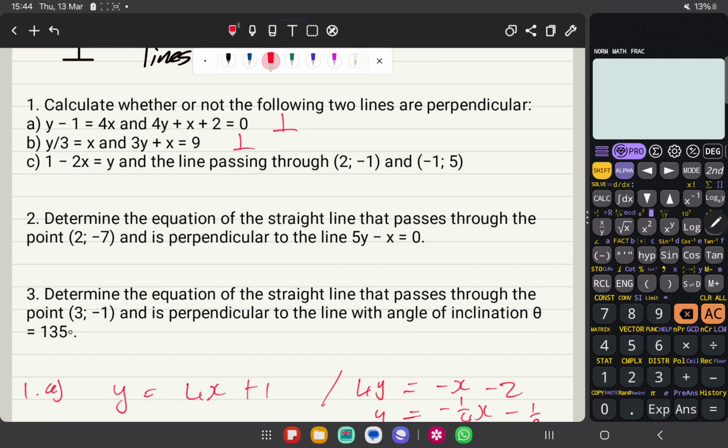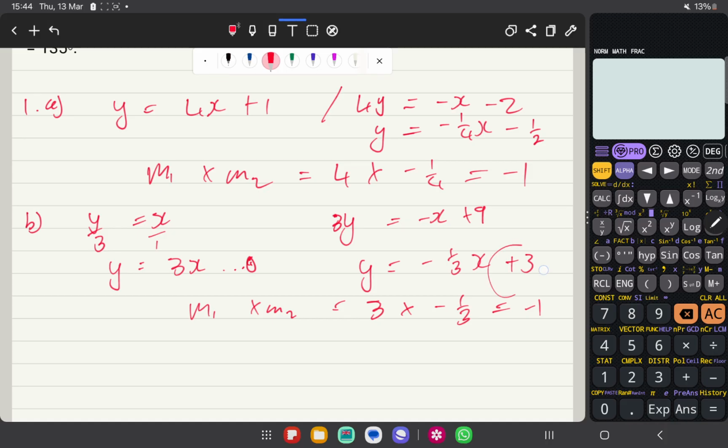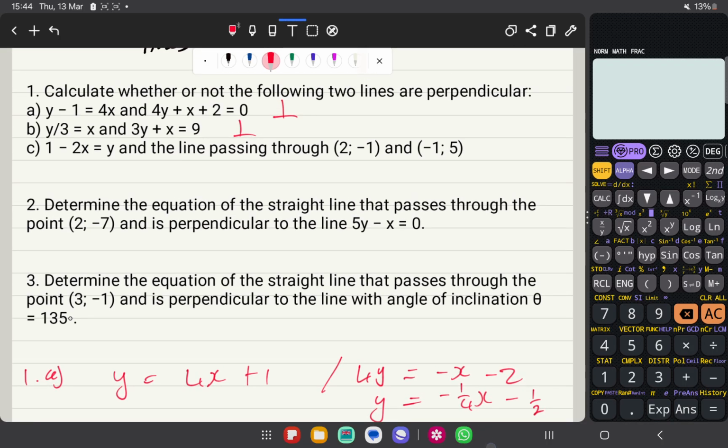So here I'm just focusing on the gradients. Even if I get something wrong, say maybe I wrote plus 4 here, I don't know how the markers are going to handle that issue. But the focus here is on the gradient. So long as you get your gradients correct, you're going to get the answers correct. But of course, try not to make any mistakes.